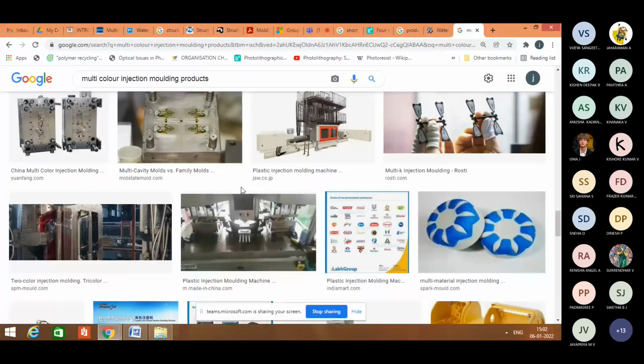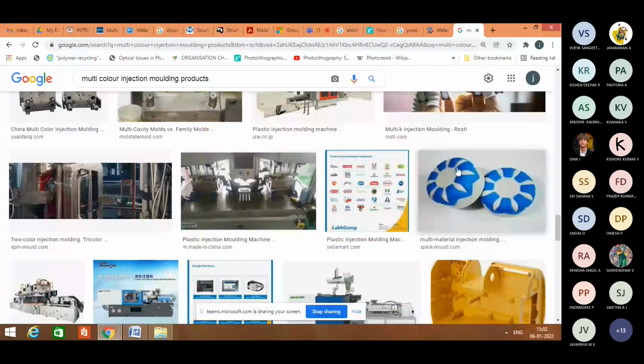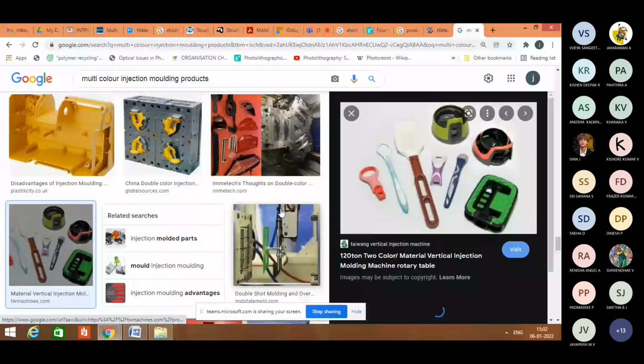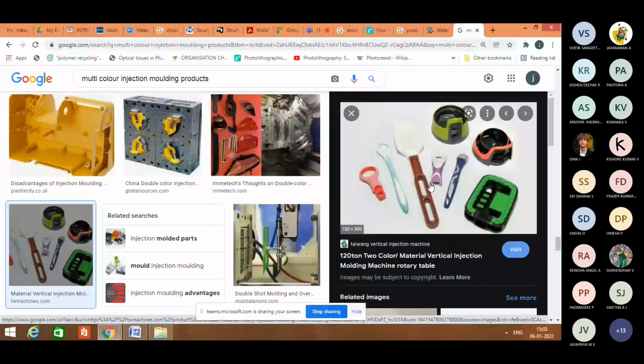This is multi-material injection molding. In this case, the blue color is one material, and the white color is another material. Likewise, this type of product is made up of a multi-color or two-color injection molding process.